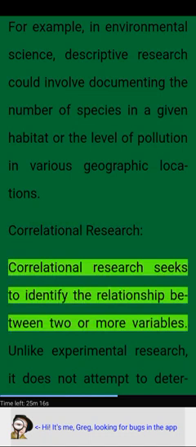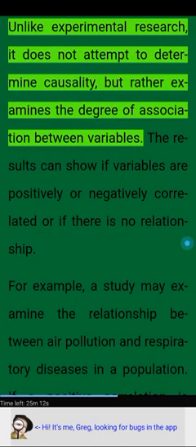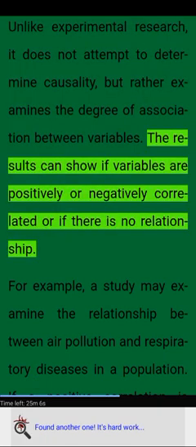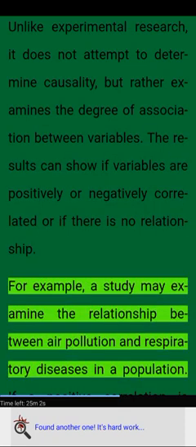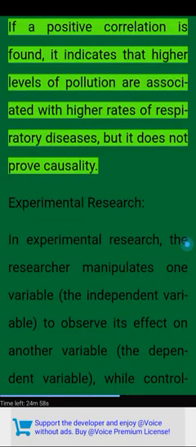Correlational research. Correlational research seeks to identify the relationship between two or more variables. Unlike experimental research, it does not attempt to determine causality, but rather examines the degree of association between variables. The results can show if variables are positively or negatively correlated or if there is no relationship. For example, a study may examine the relationship between air pollution and respiratory diseases in a population. If a positive correlation is found, it indicates that higher levels of pollution are associated with higher rates of respiratory diseases, but it does not prove causality.